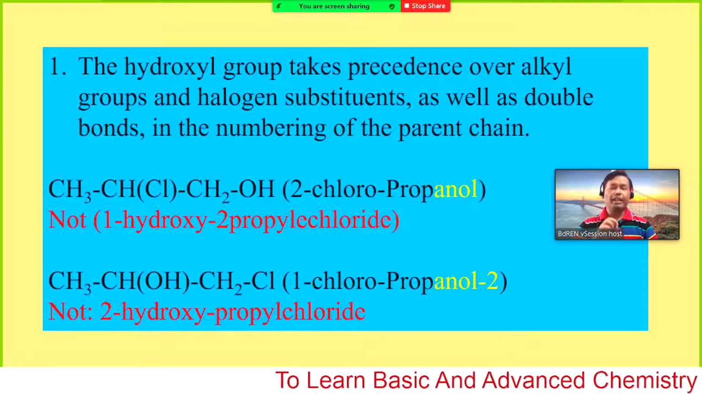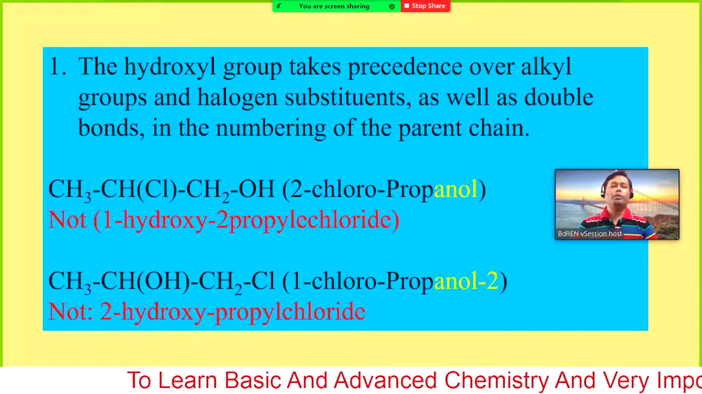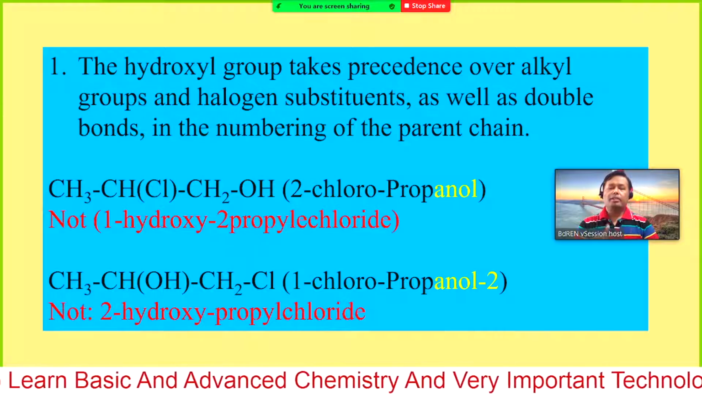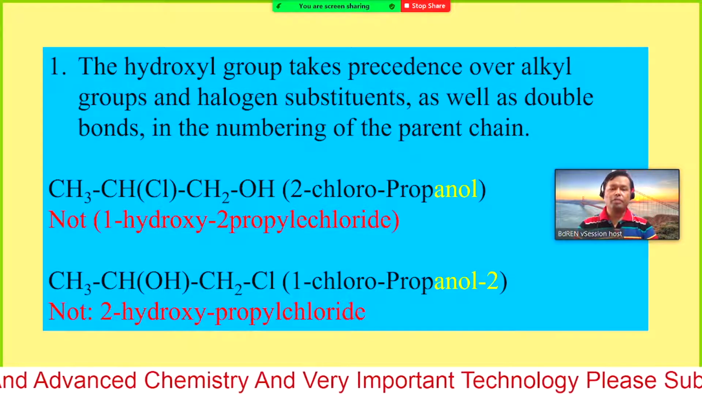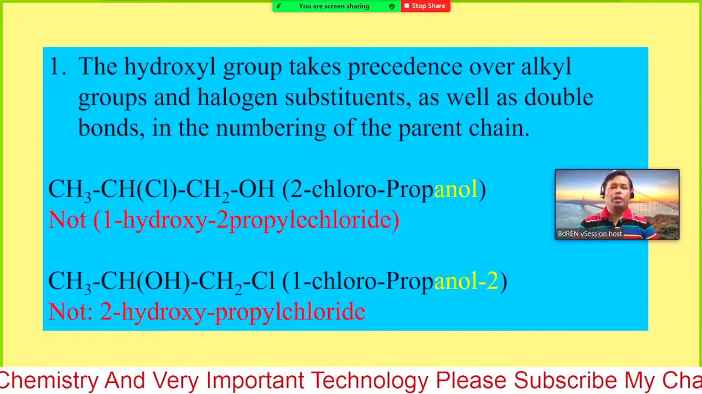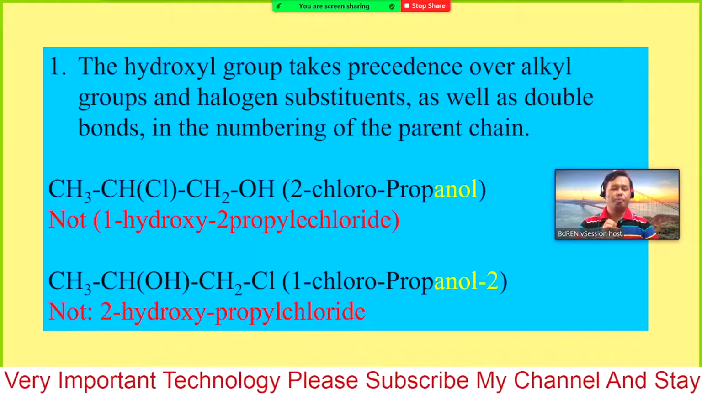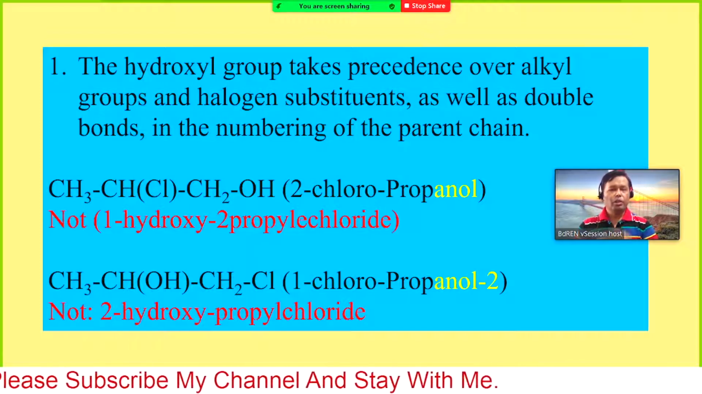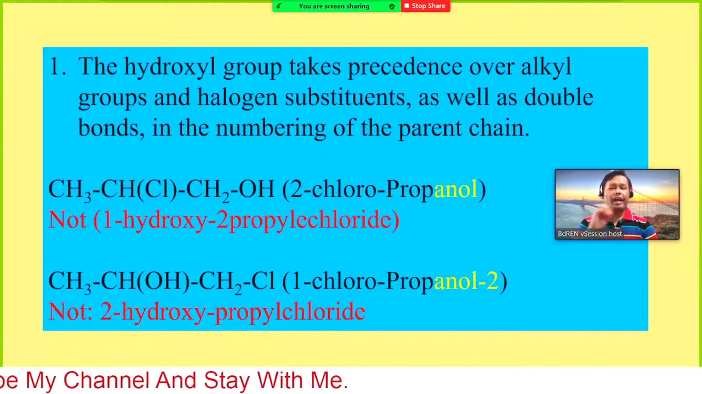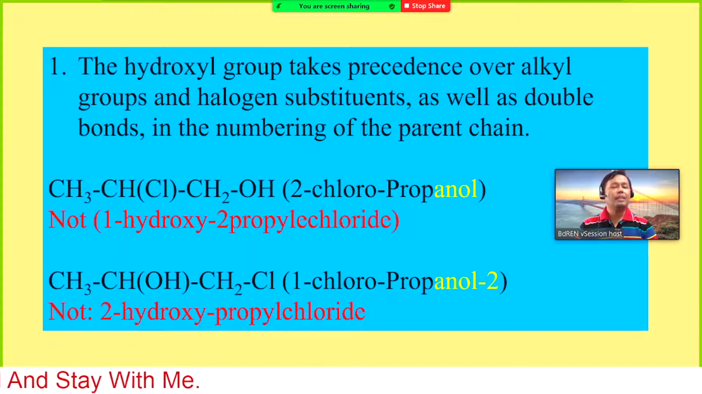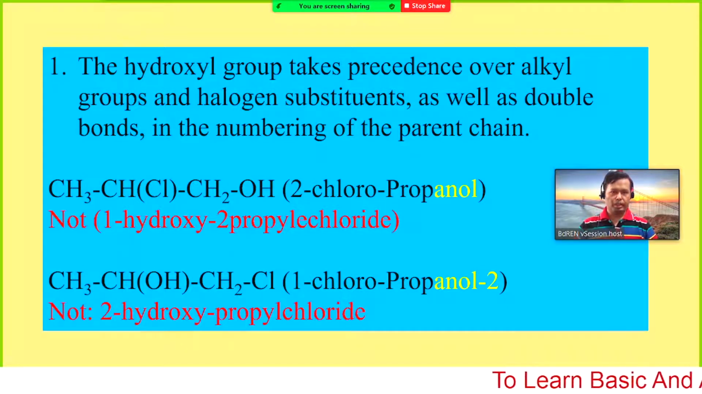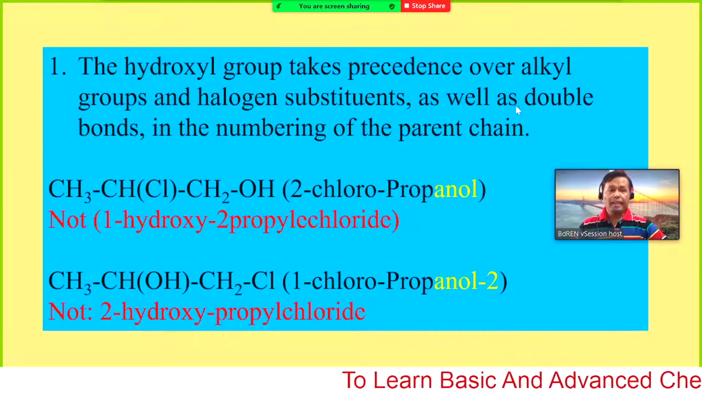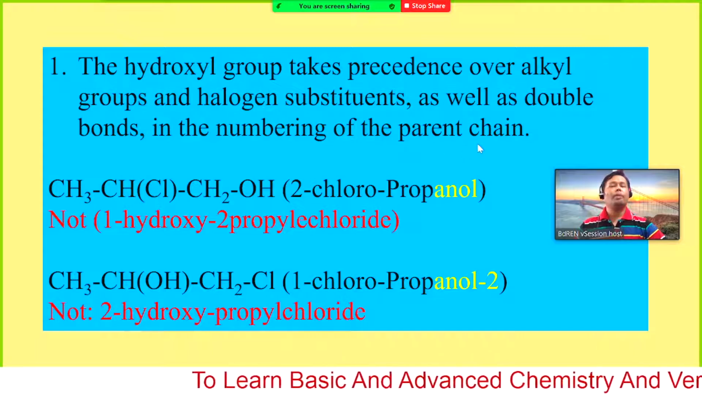I need to mention this clearly again. If you have a compound with an alkyl substituent, a halogen substituent, and a hydroxyl group, you will consider that compound as an alcohol, neither an alkane nor an alkyl halide. So you need to consider that the alkyl or halogen will be a substituent. So the hydroxyl group will take precedence over alkyl groups and halogen substituents, as well as double bonds in the numbering of the parent chain.